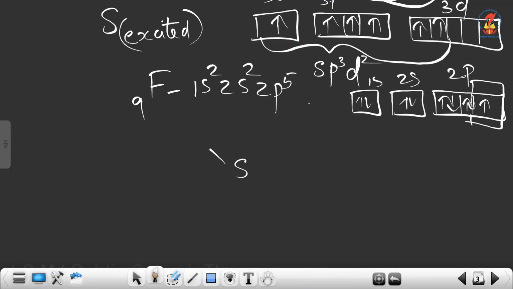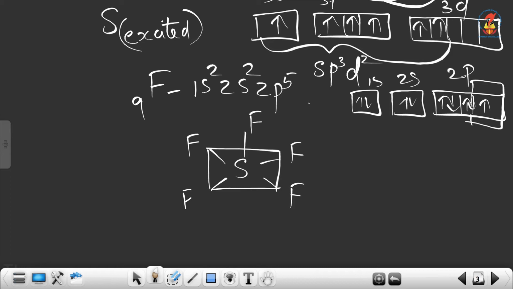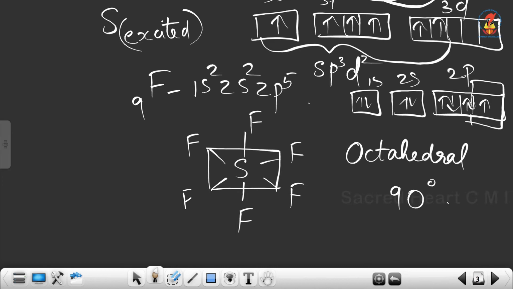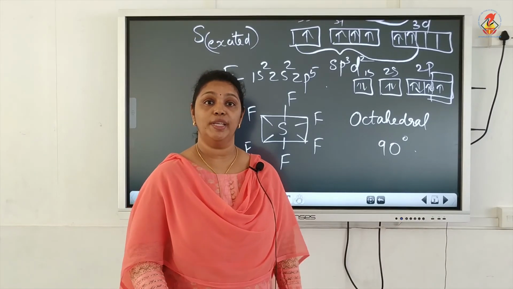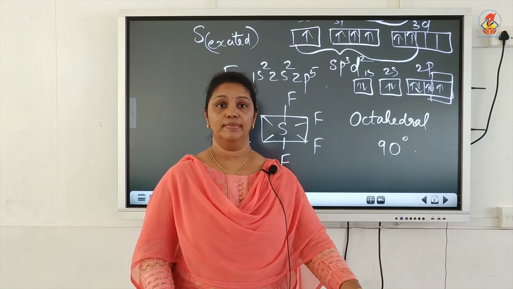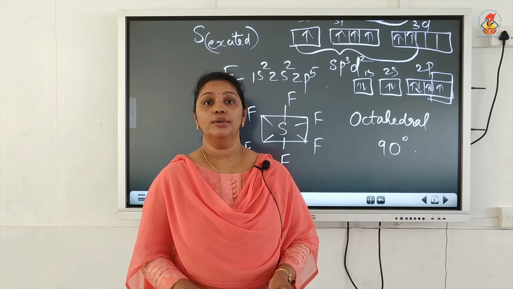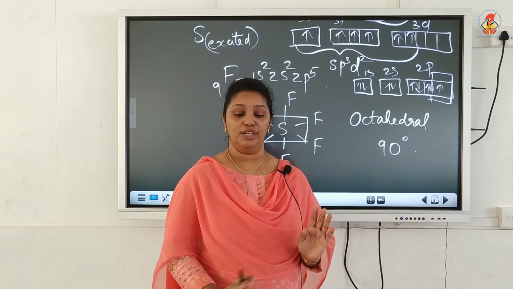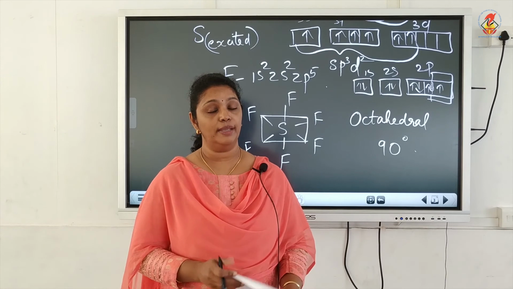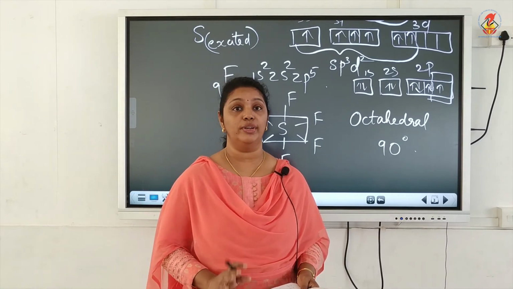So when you draw the shape of SF6 molecule, sulfur, fluorine, fluorine, and so on. The shape is octahedral with bond angle 90 degrees. So this is sp3d2 hybridization, and an example for this is the SF6 molecule. So with this we completed hybridization involving d orbitals, the two types, that is sp3d and sp3d2.